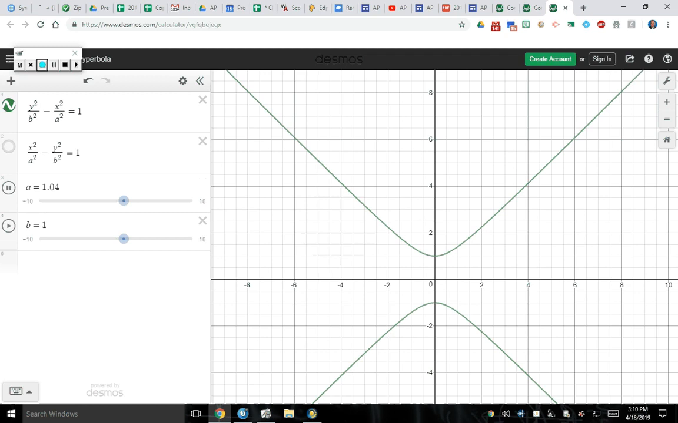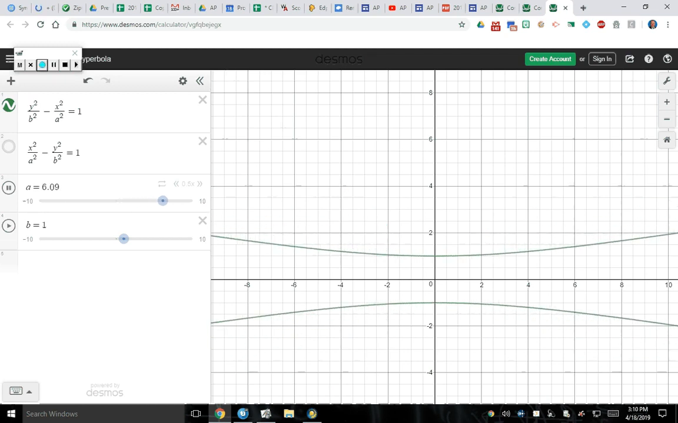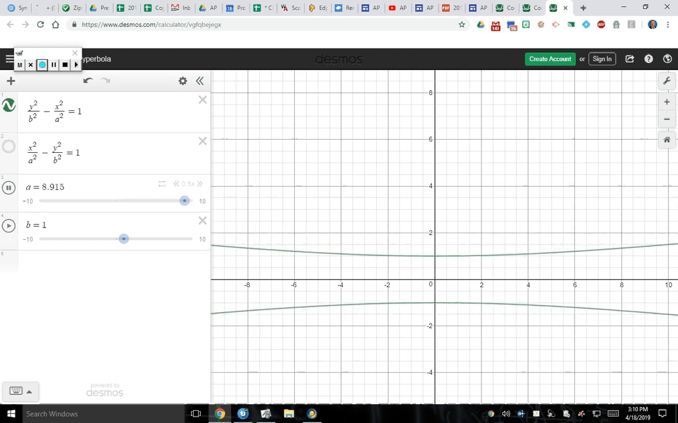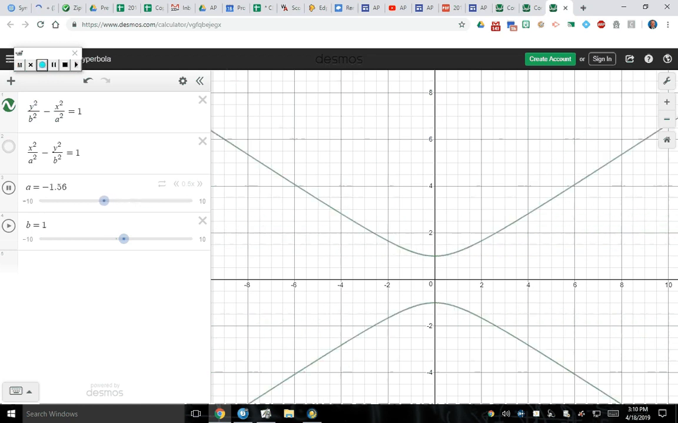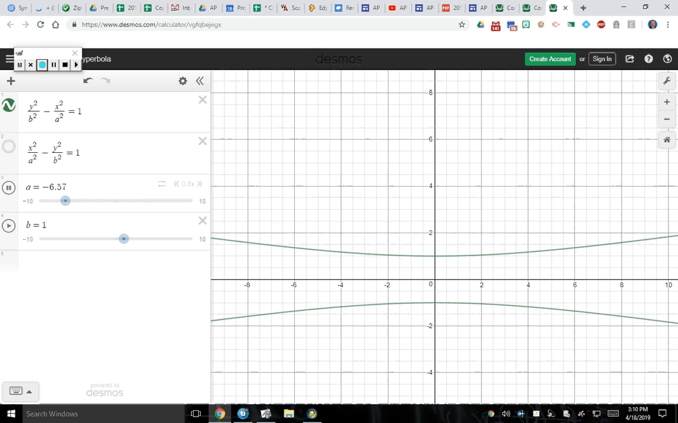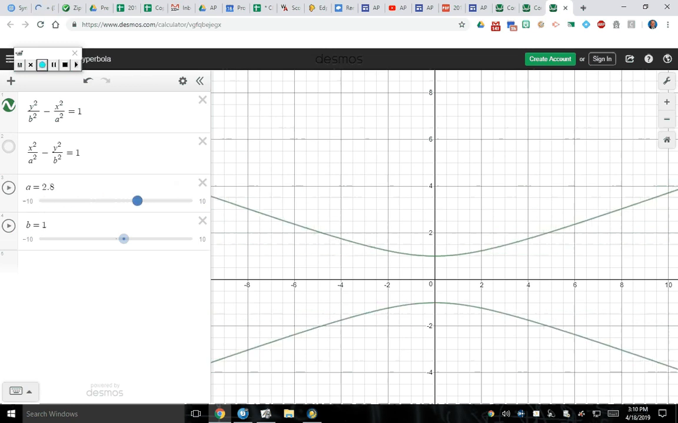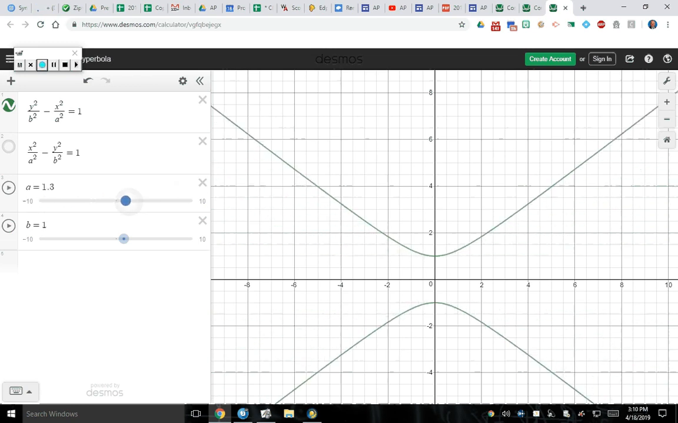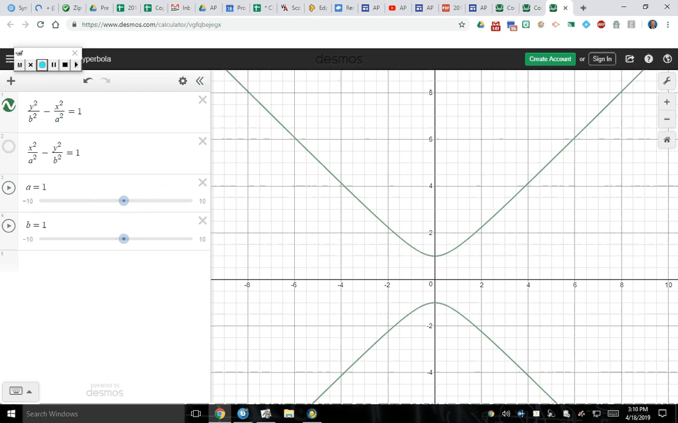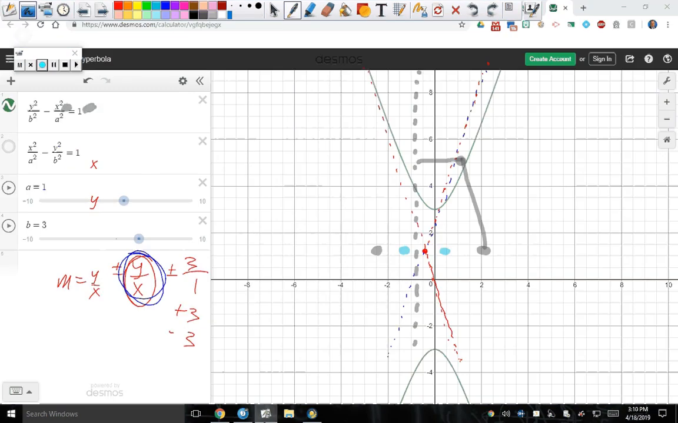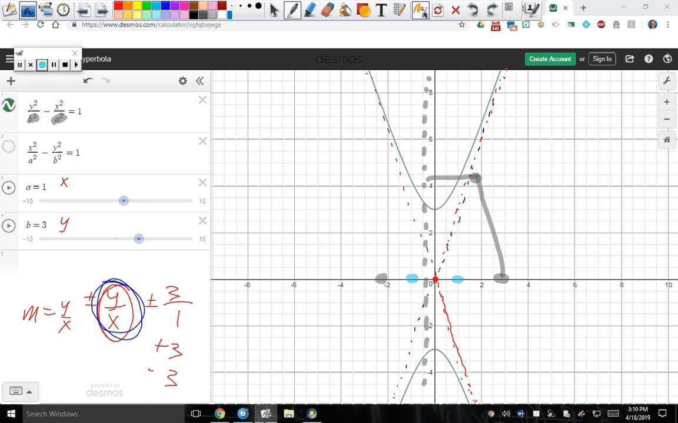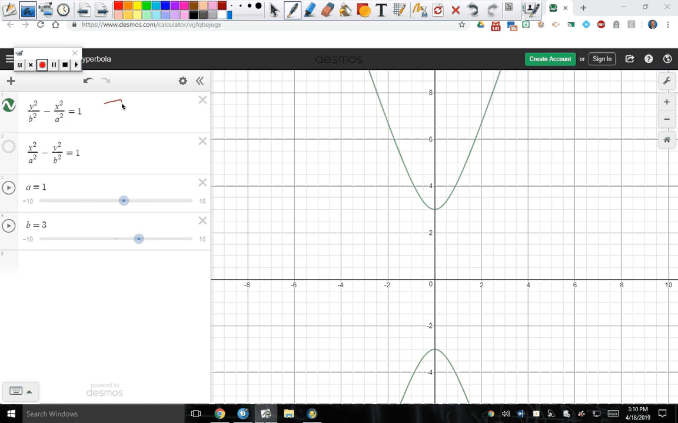Notice if I make A bigger, what is happening right now? And if I make A smaller, what happens? And then it flips on its axes. Okay? The big thing is knowing this. If A is, let's say, 1, and B is 3, well, right now, the one that I'm graphing, whoops, is this one.